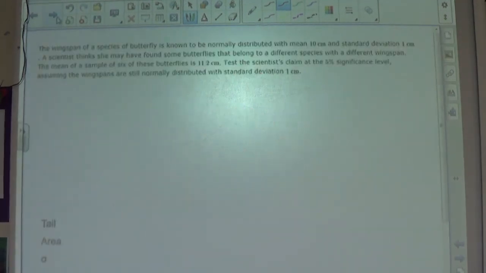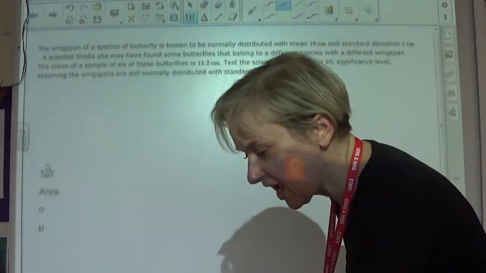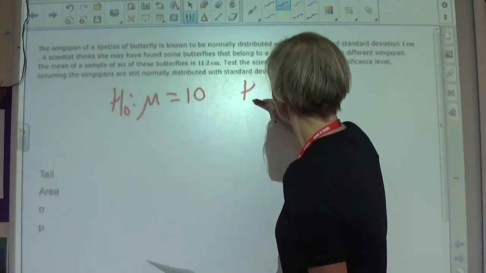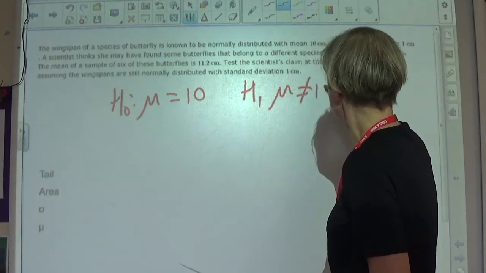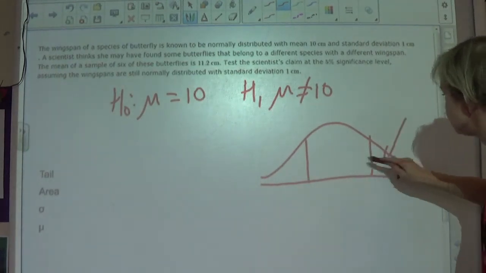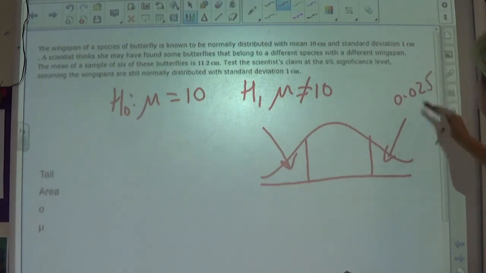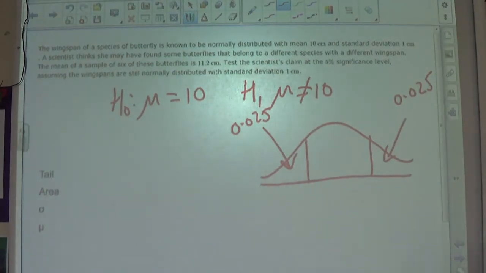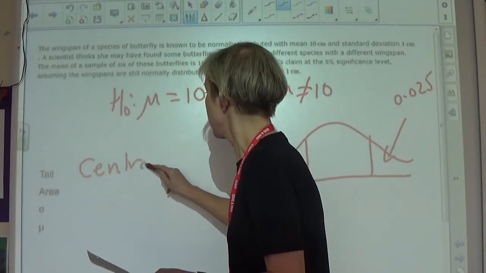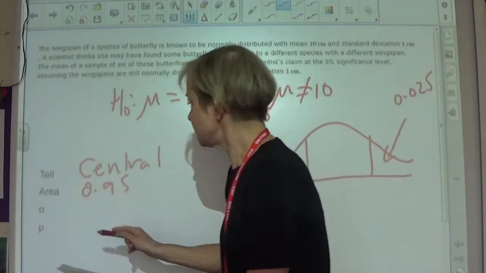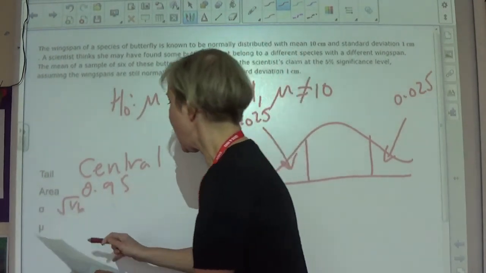And then again, we could have done this using critical regions if we preferred, or we might have been asked to. Again, you've got the same hypotheses: your null, where the mean is 10, and your alternative, where the mean is not 10. So you are looking at finding two critical regions. You halve them, so each one is 0.025. When I put these into my inverse normal, I look at a central tail. My area is 1 take away 5%, so 0.95.